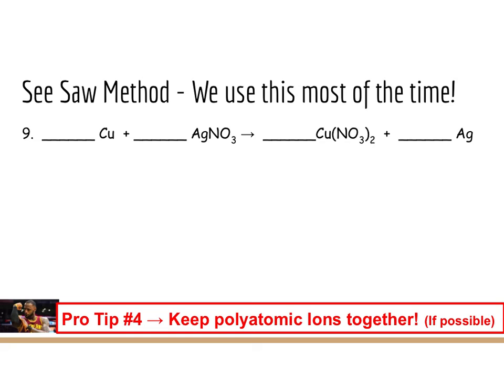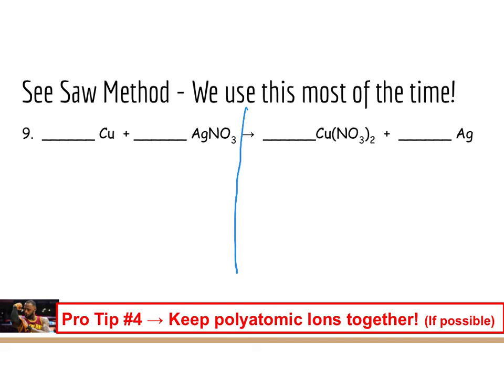So one more tip here from LeBron. He says to keep the polyatomic ions together. Now remember what this means, polyatomic ions. Poly, hopefully we remember, means many, and atomic is just atoms. So keep the many atoms together. What I'm saying there is when we go to count this, I'm still going to use my seesaw method, left and right.